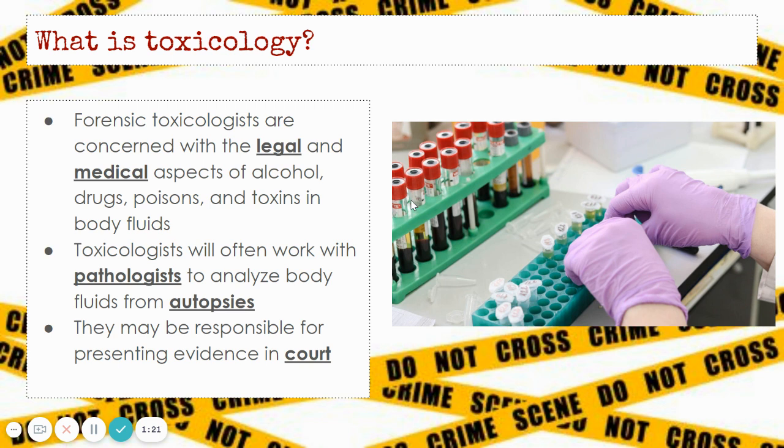Forensic toxicologists are concerned with the legal and medical aspects of alcohol, drugs, poisons, and toxins in bodily fluids. They often work with pathologists to analyze blood fluids from autopsies. So pathologists specifically look at different tissues. Toxicologists will work with a pathologist to get different tissue samples from different locations in the body while doing an autopsy. They may be responsible for presenting evidence in court. So often a toxicologist in a case of a poisoning or an overdose or something like that may have to present evidence in court for what they found.